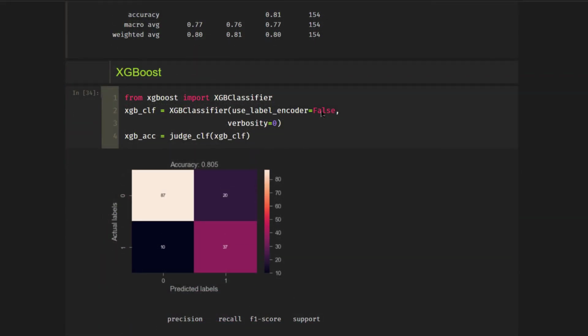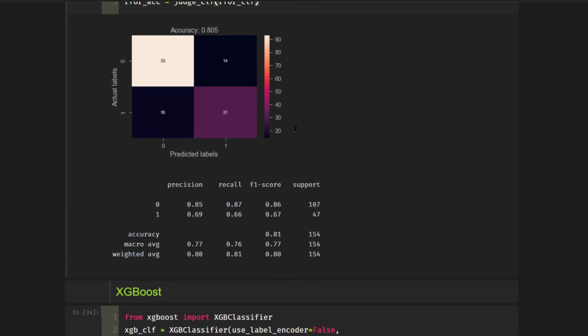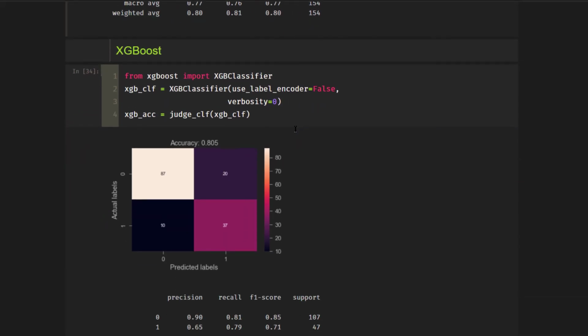And then XGBoost. The XG stands for extreme gradient boosting. The idea of gradient boosting is to build a sequence of decision trees. But if I discuss XGBoost in this video, it will be very long. So you can just consider it as a decision tree on steroids. It is a very computationally heavy algorithm, but it is a very good algorithm.